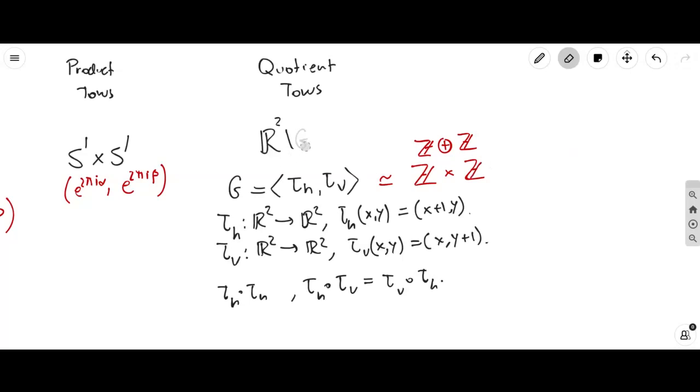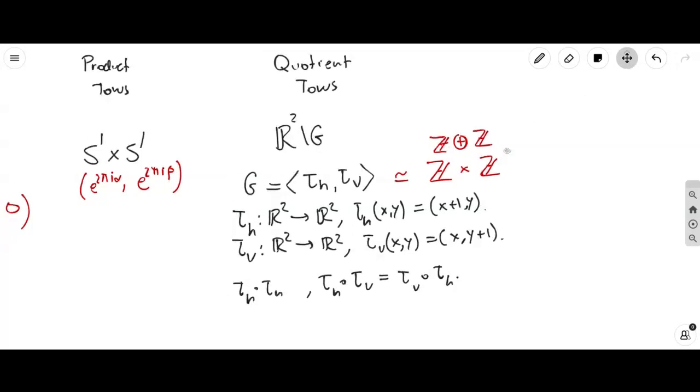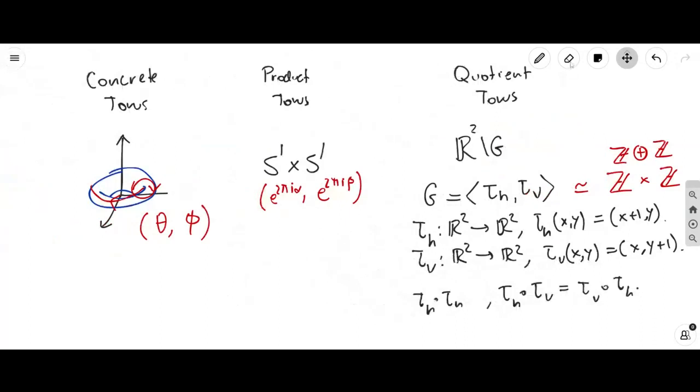So this is the quotient torus. These are the two automorphisms that we're using. And we're going to calculate the fundamental group of the torus. Here's what we're going to do: we're going to use this to help us find the fundamental group, and then we will draw the picture on the concrete torus.